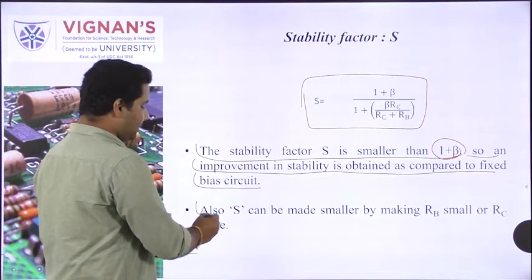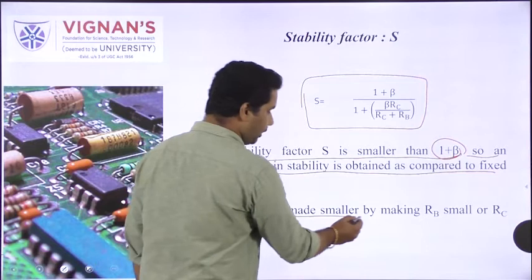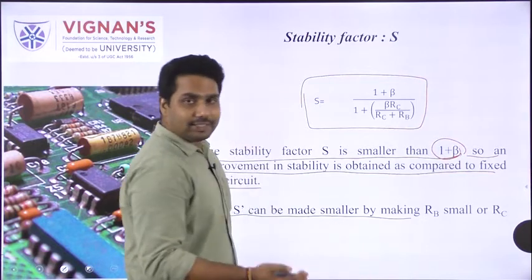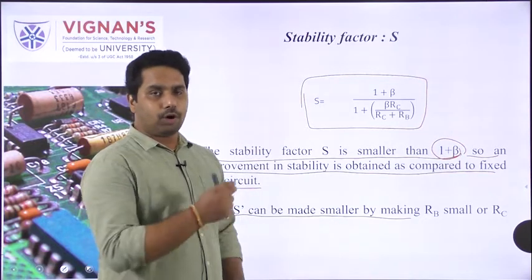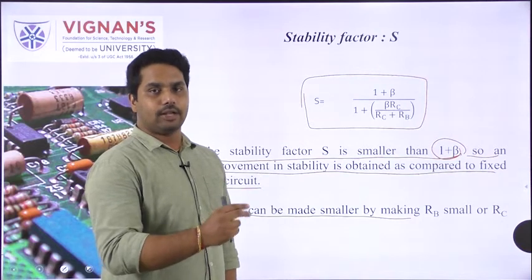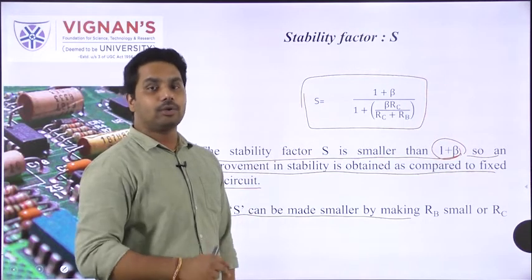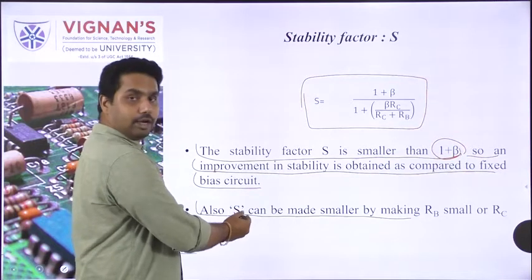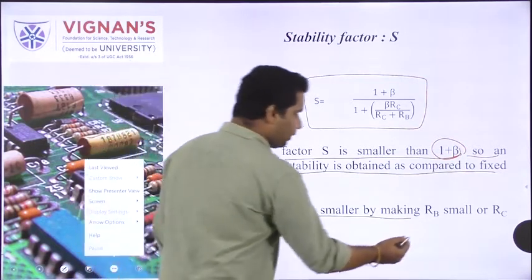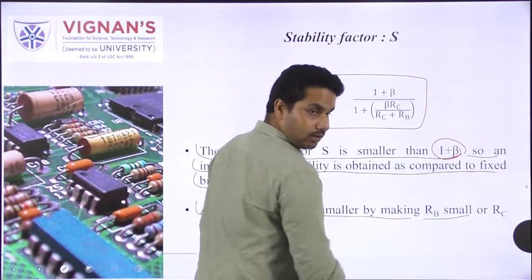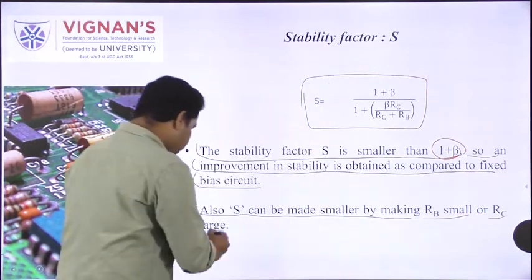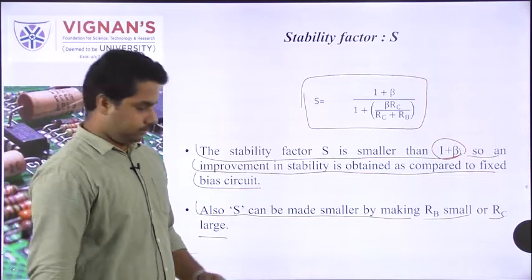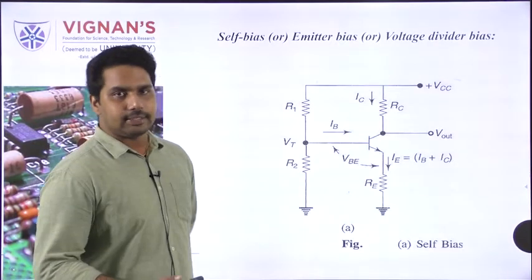And also, this S can be made smaller. We know that we always need a lesser or smaller value for the stability factor, then only the circuit will have more stabilization. Keep that in your mind. So, in order to get a somewhat smaller value of stability factor, either you can make the RB value smaller or the RC value larger. Here comes our third biasing circuit.